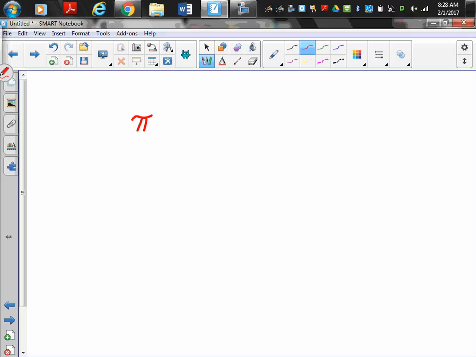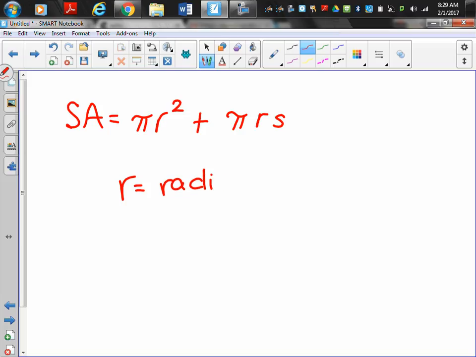Pi r squared plus pi r s. Pi r squared plus pi r s. Surface area of a cone. Now, r is your radius. S is your slant height.